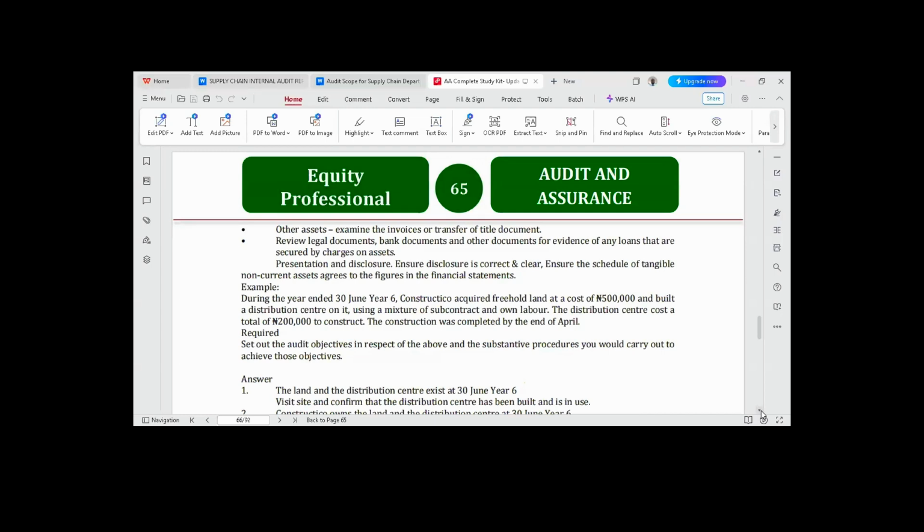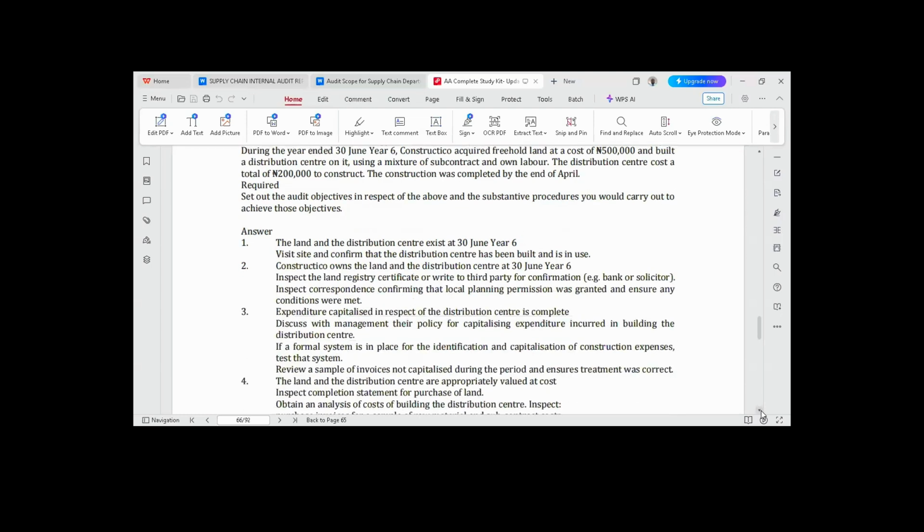Then, as the case of presentation and disclosure, the auditor must check that the disclosures that have been made concerning the non-current assets are adequate. All right? I hope we are together.